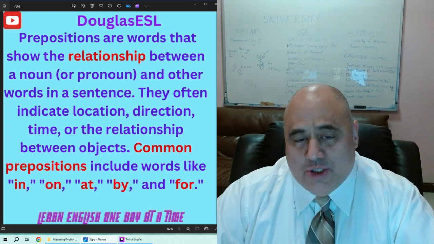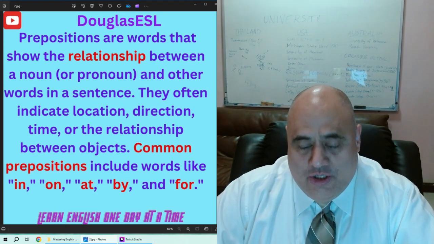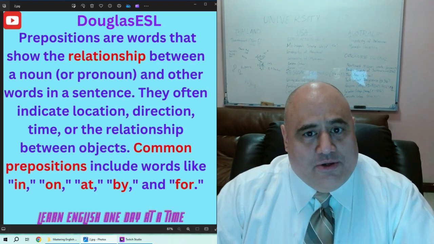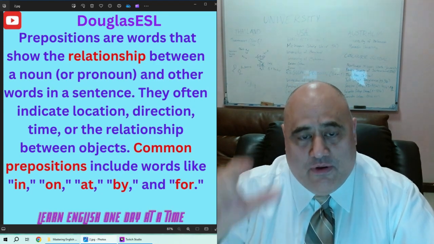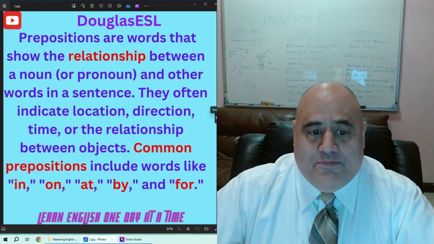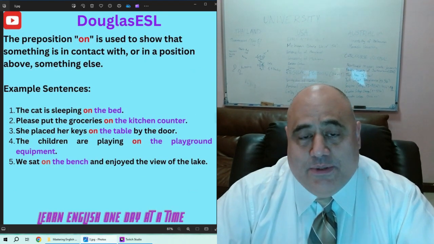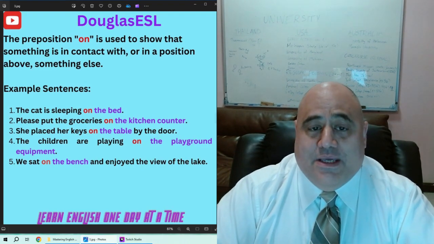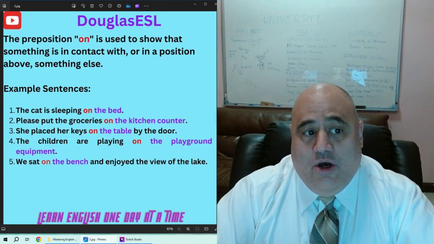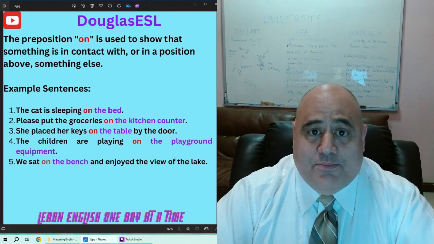These are some of the most used prepositions, and for new English learners, they're a little difficult to use sometimes, even though they're very small words. They're a little bit difficult for some people, so let's try to help you with that tonight. The preposition on is used to show that something is in contact with or in position above something else. Let's look at some example sentences.